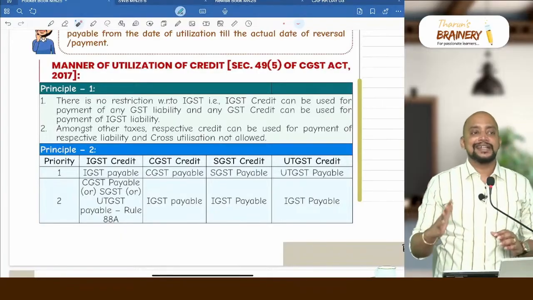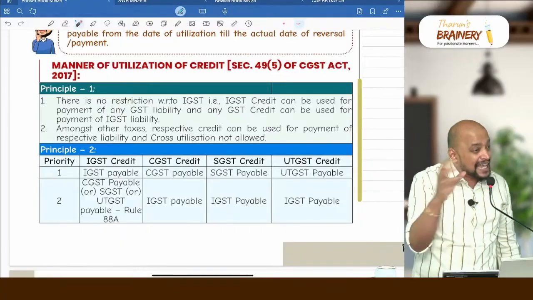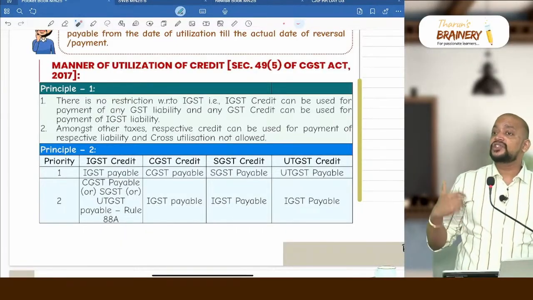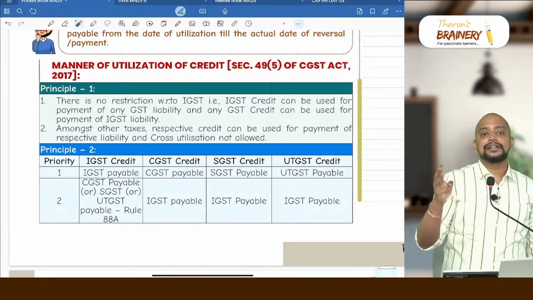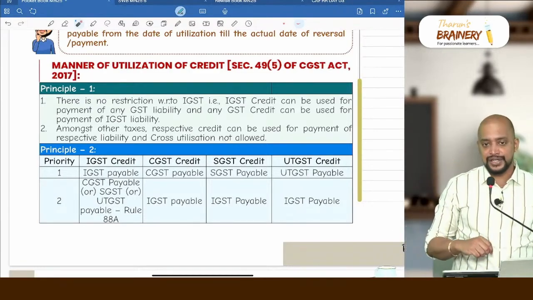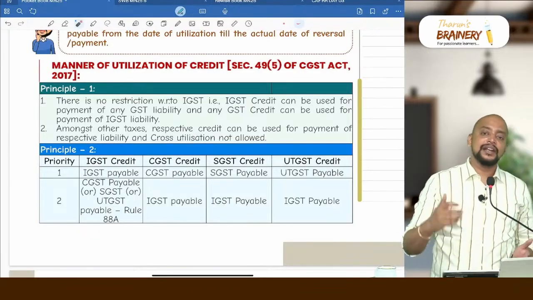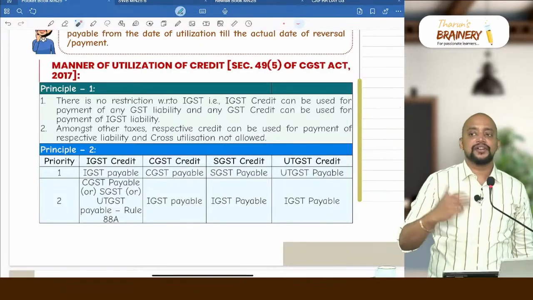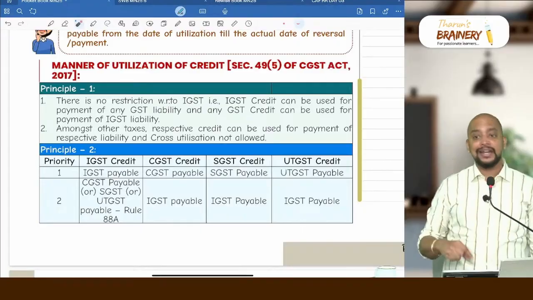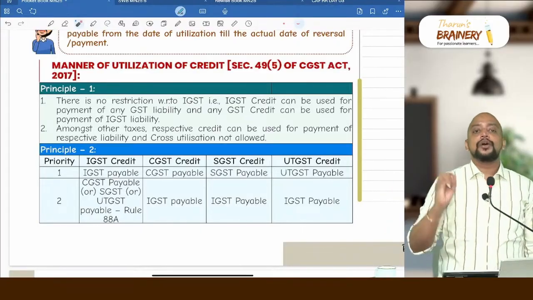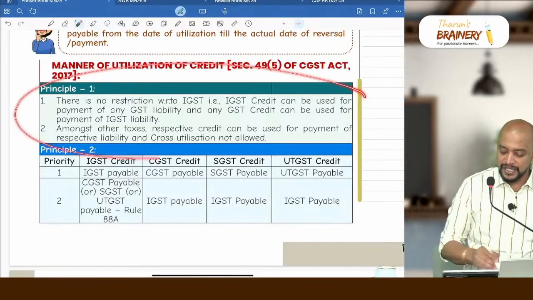So principle number 1 says that for IGST credit there is no restriction, means IGST credit can be utilized for payment of any GST liability. Same way any GST credit can be utilized for payment of IGST liability. But with respect to the other three, that is CGST, SGST and UTGST, there is a restriction of cross utilization, which means CGST credit only for CGST, if not IGST. Then SGST for SGST, UTGST for UTGST. But compensation cess has one special point, that it cannot be adjusted with IGST also. Compensation cess can be utilized only for payment of compensation cess. That is with respect to principle number 1.